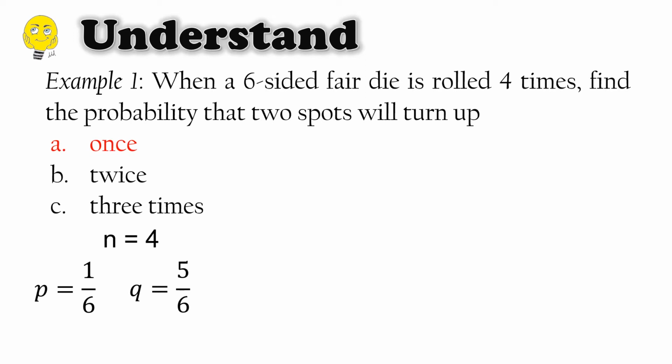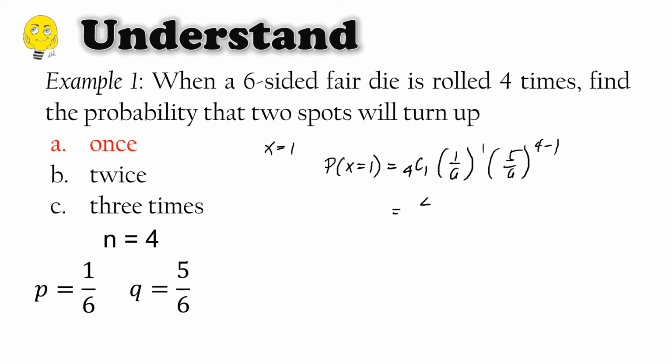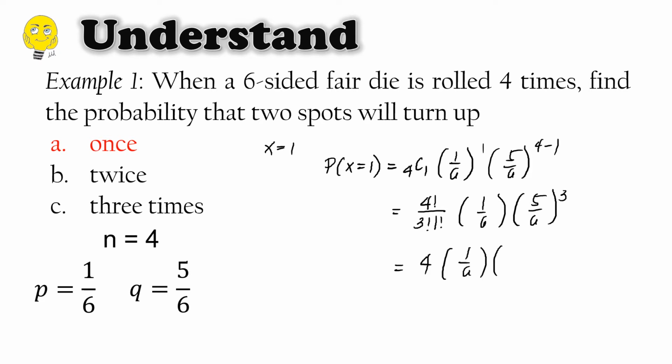Let us have letter A. X is equal to 1. Probability of x equals 1 is 4 combination 1 times 1 over 6, that is P, raised to 1, times 5 over 6, that is Q, raised to 4 minus 1. 4 combination 1 is 4 factorial over 3 factorial 1 factorial times 1 over 6 times 5 over 6 raised to 4 minus 1, that is to the third power. 4 factorial over 3 factorial is 4 multiplied by 1 over 6 times 5 over 6 cubed is 125 over 216. We can simplify 4 over 216.